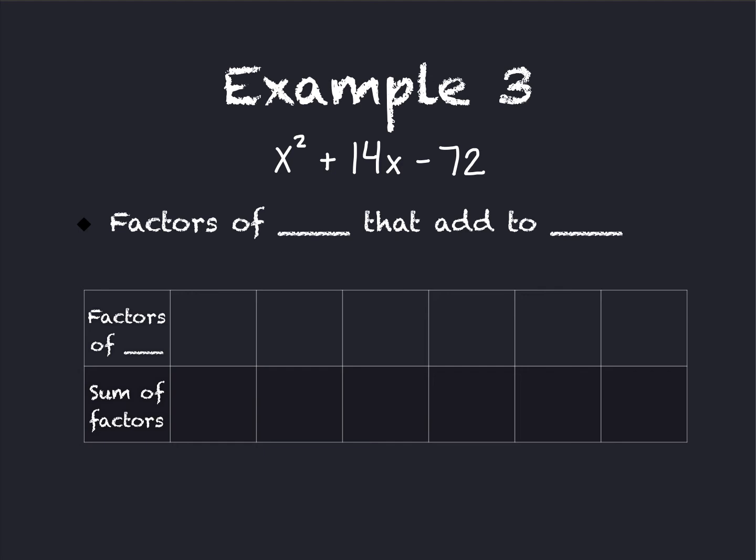So example 3, we're looking at factors of what? What does it have to multiply to? Negative 72. So factors of negative 72 and adds to what? 14. Is it negative 4 and 18? Let's try. What's negative 4 times 18? Negative 72. Yep. And then what's 18 minus 4? 14. So that's perfect. Awesome.